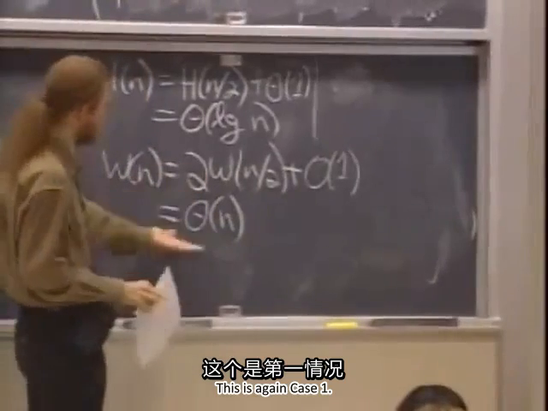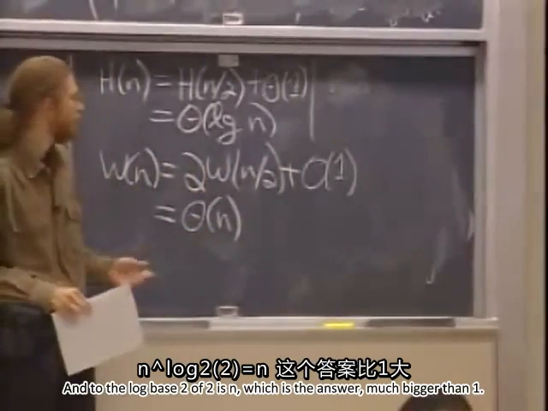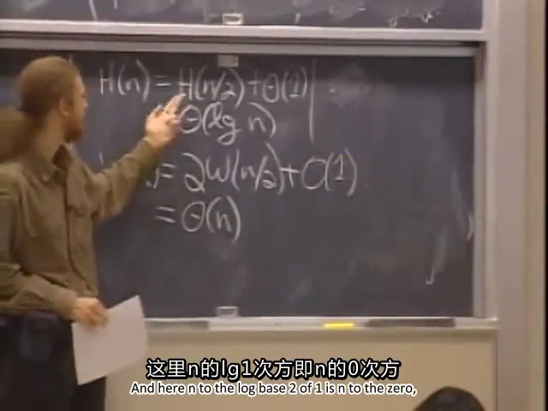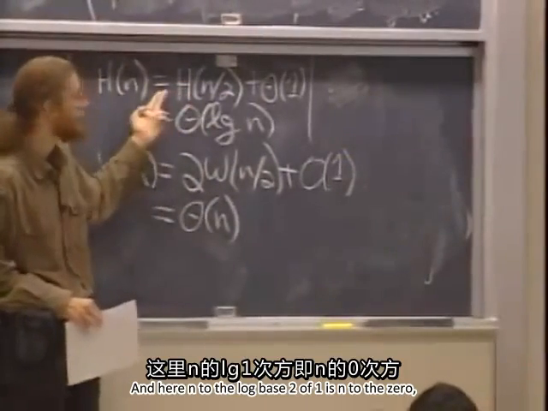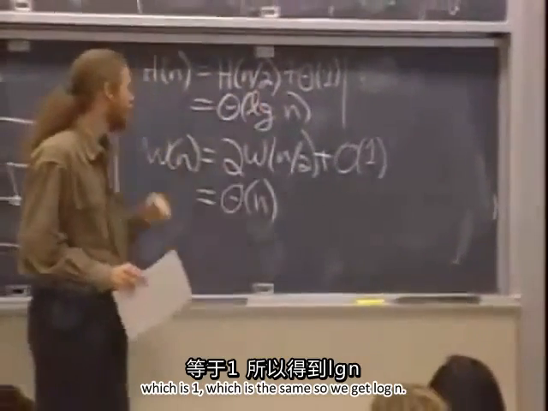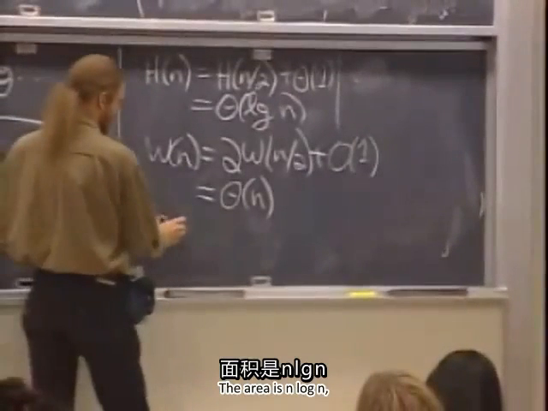This is, again, case 1. N to the log base 2 of 2 is n, which is the answer, much bigger than 1. And here, n to the log base 2 of 1 is n to the 0, which is 1, which is the same, so we get log n. Okay. So the area is n log n.